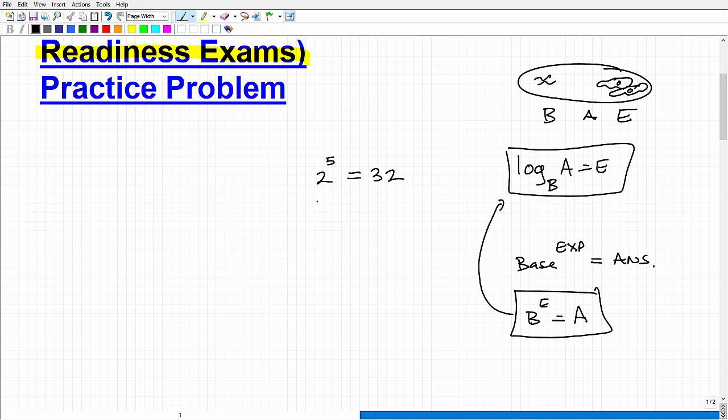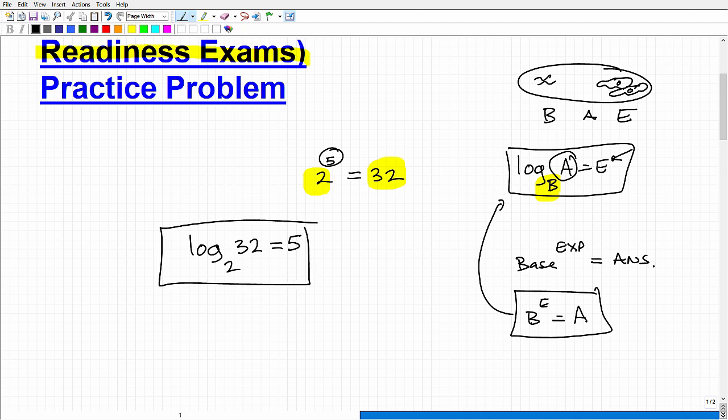So knowing that, I just look at this and ask, what is my base? My base is 2. What's my exponent? That's what the 2 is going to be raised to. Let's go ahead and write this out now. It's going to be log base 2. What comes next is the answer. What's the answer? Well, the answer is 32. So we'll write that here, and that is going to be equal to the exponent, and the exponent here is 5. Okay, so this is how we write this exponential equation as a logarithm.